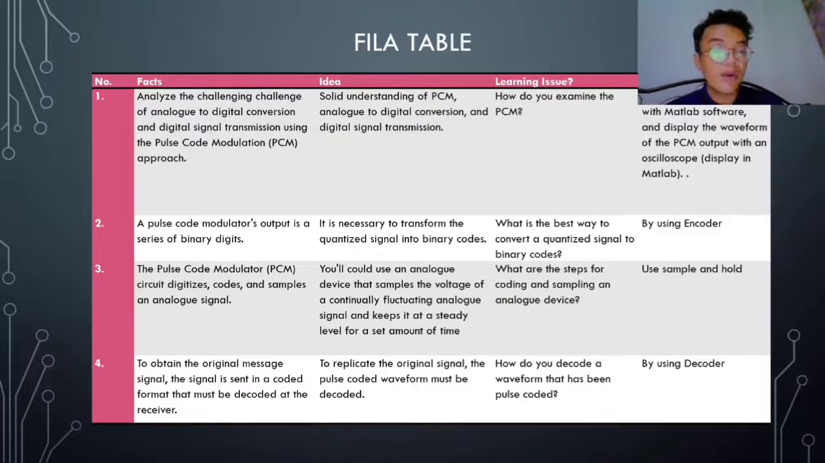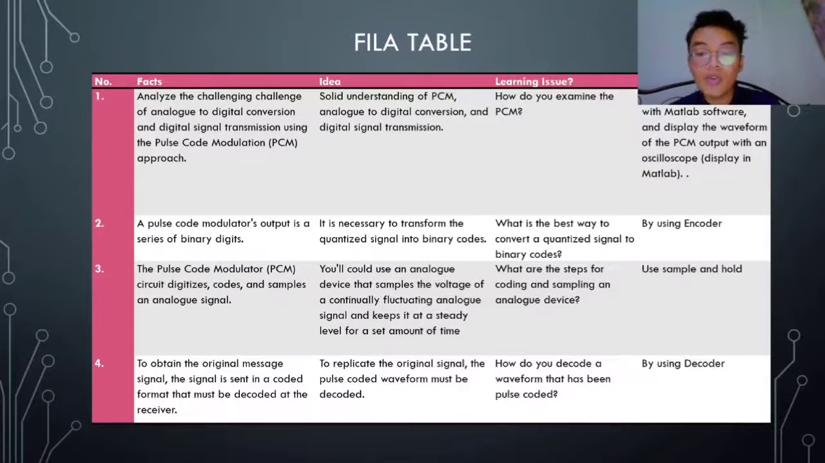Fact number 4: to obtain the original message signal, the signal is sent in a coded format that must be decoded at the receiver. So the idea is to replicate the original signal. The pulse coded waveform must be decoded.